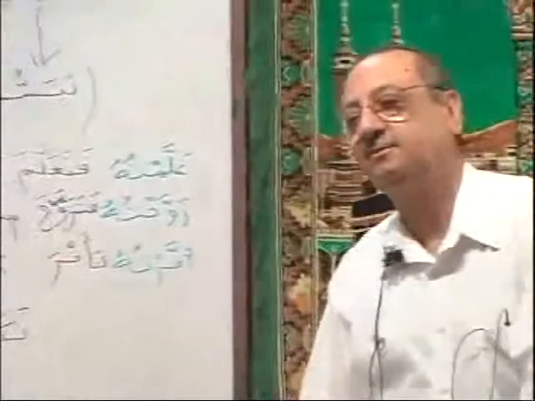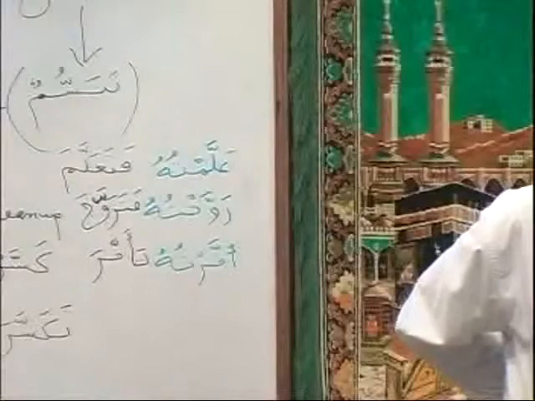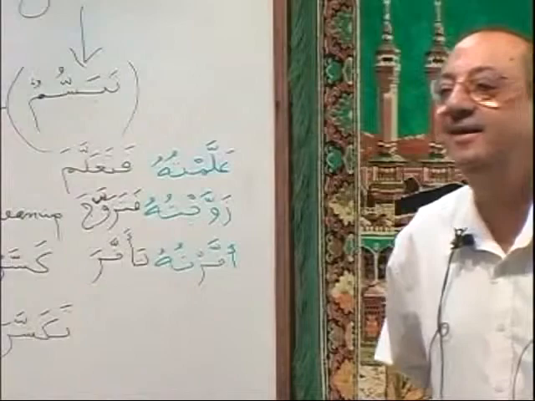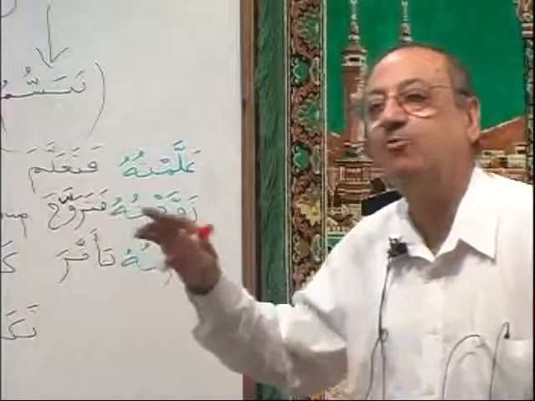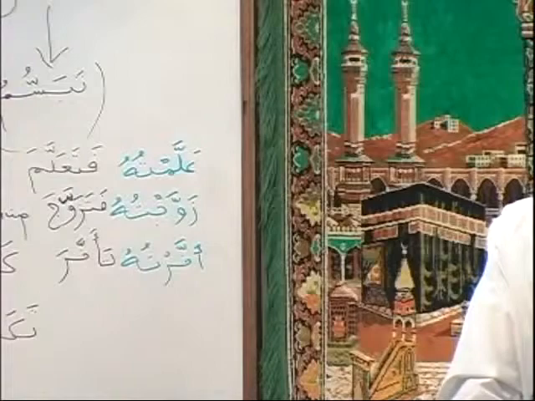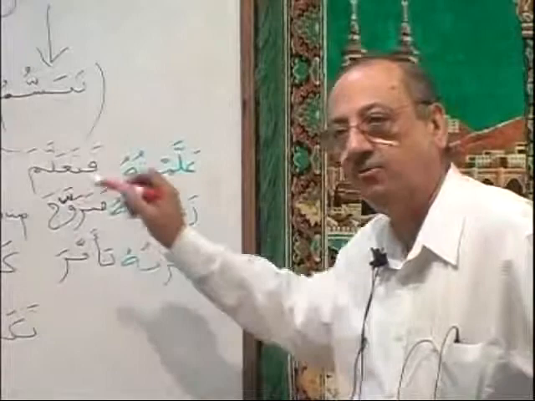Allamtuhu. I taught him. So what happened? Fata'allama. He learned. Are you with me? What is the meaning of this? Allamtuhu fa ta'allama. Is it the same verb? Yes. Ain, lam, mim. That is the root. So they are from the same form of verbs, you know.